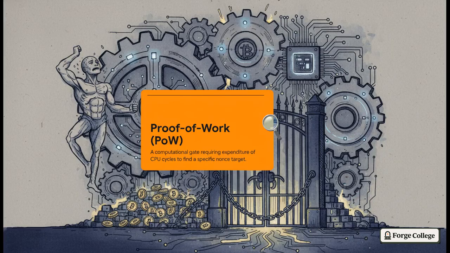Let's zoom in on the real heavy lifter here, proof of work. Think of this as a computational toll booth. It forces computers to do exhausting, tedious math just to prove they've put in the effort. By demanding this demonstrable expenditure of computing power, the network effectively slaps a massive, extremely expensive price tag on rewriting history. You want to alter the ledger? Well, you're going to have to burn a ton of electricity to do it.